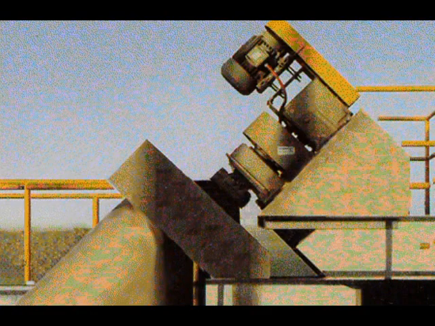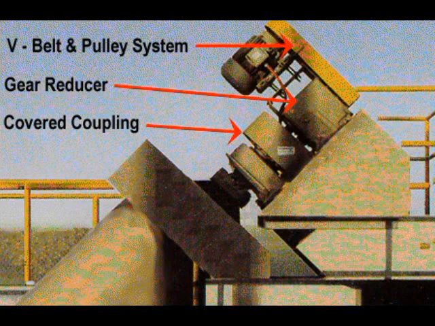Now let's take a look at the drive assembly for the screw pump. The picture shows the shaft at the end of the screw. The covered coupling, the gear reducer, and the caged V-belt and pulley system are labeled. This is only one type of drive assembly. Other methods of connecting the motor to the screw pump are also used.